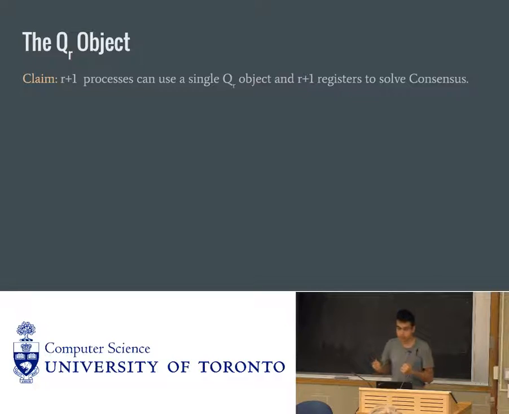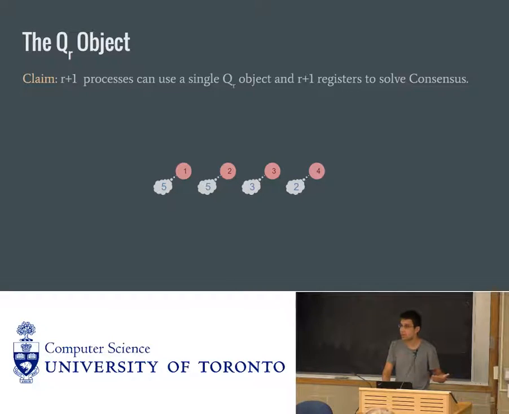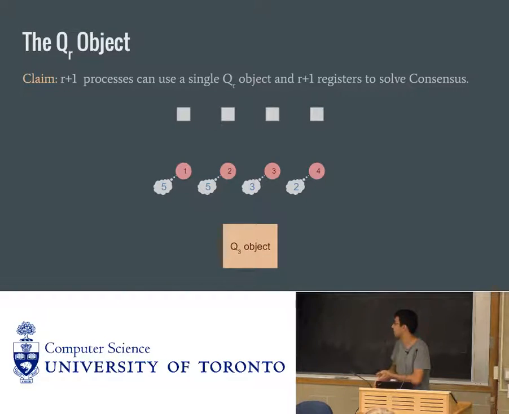And intuitively, this should make sense. We're going to look at R equal to 3, but this can be abstracted to any R in the natural numbers. So suppose you have R equal to 3, so you have R+1 processes, and each one has an input value. Suppose you also have 4 registers, and you've got a Q3 object.